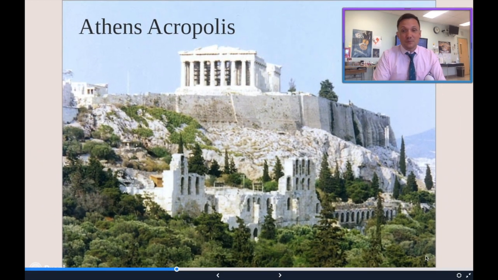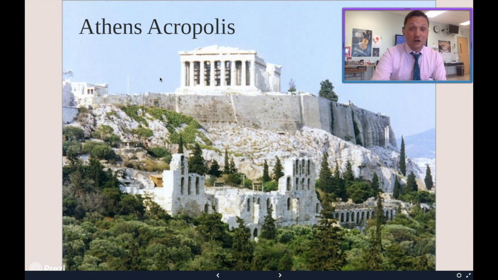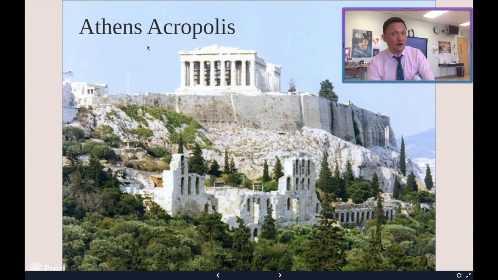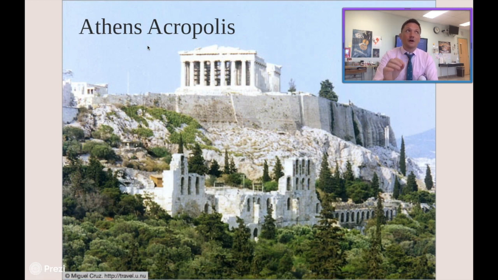So just to give you some perspective, these are the ruins of ancient Athens. You can see the Acropolis up here with that Parthenon building right there up top. Parthenon, P-A-R-T-H-E-N-O-N. That is going to be one of the fill-in-blank questions on your test. You need to make sure you have that written down as well, which is located on the Acropolis of Athens.